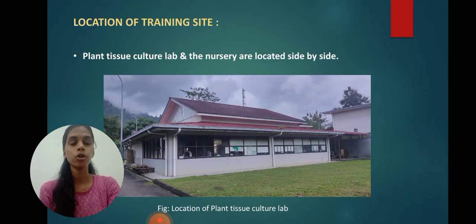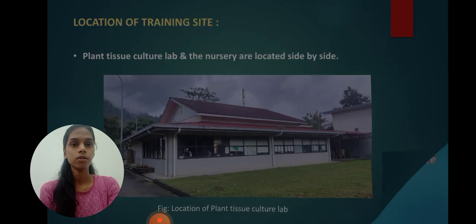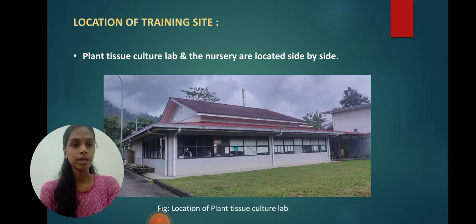And this is about the location of our training site. This is the plant tissue culture lab, which is located in UMK, University of Malaysia Kelantan, Delhi campus, and the plant tissue culture lab mainly consists of 4 rooms, which are the cleaning room, media preparation room, aseptic transfer room, and growth room, and an office.